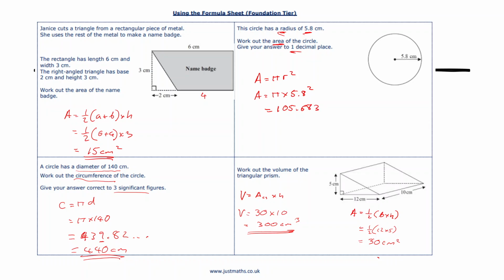105.683. So I haven't rounded, and then to 1 decimal place, that's going to be 105.7 centimeters squared because it's an area.